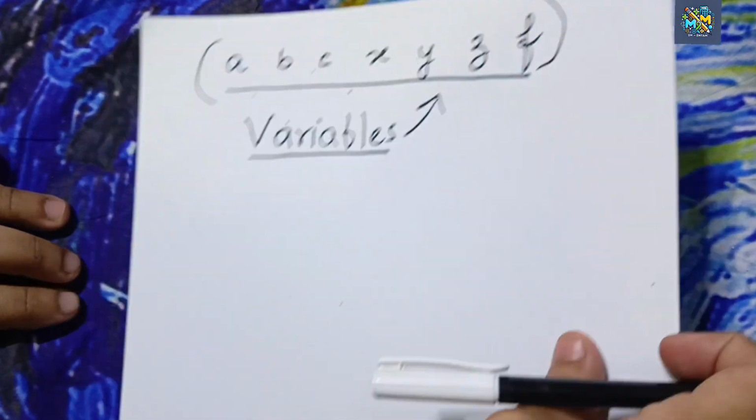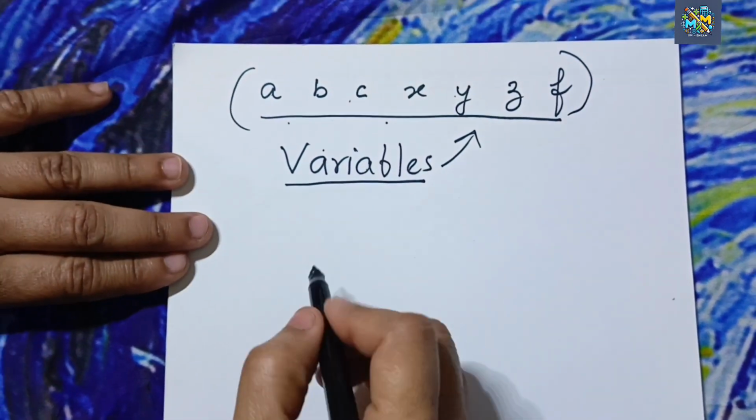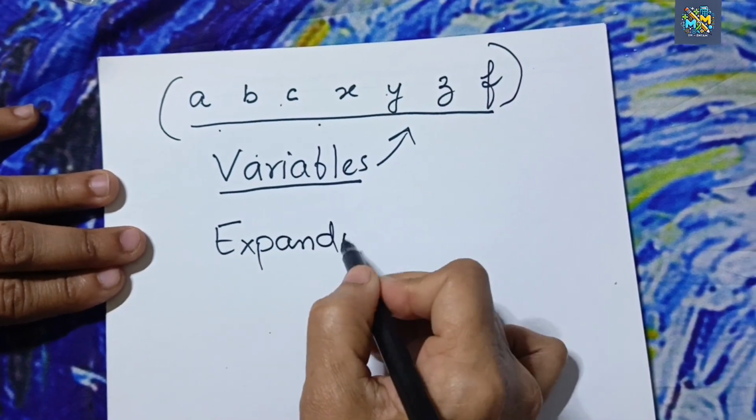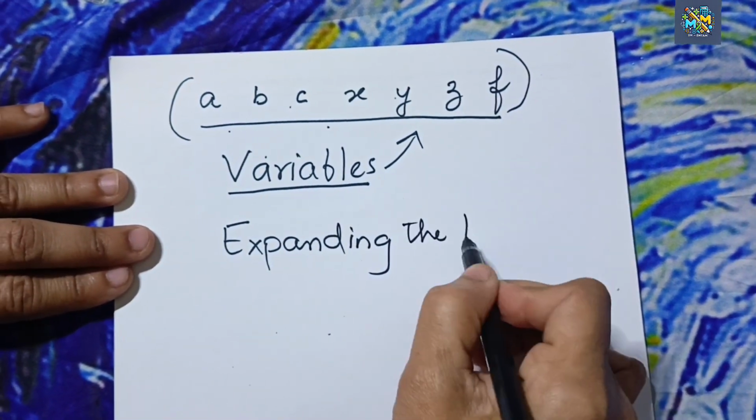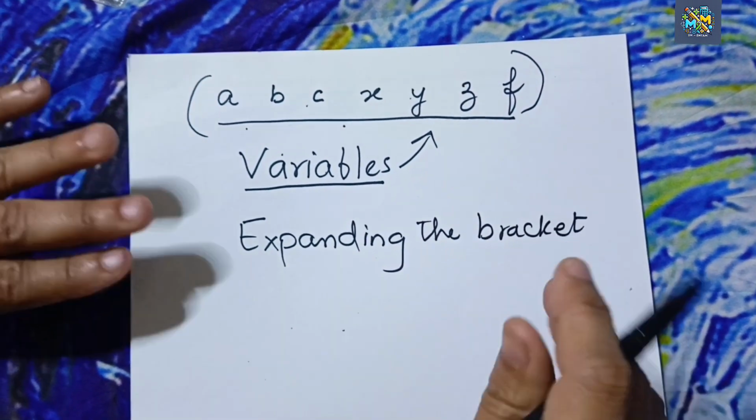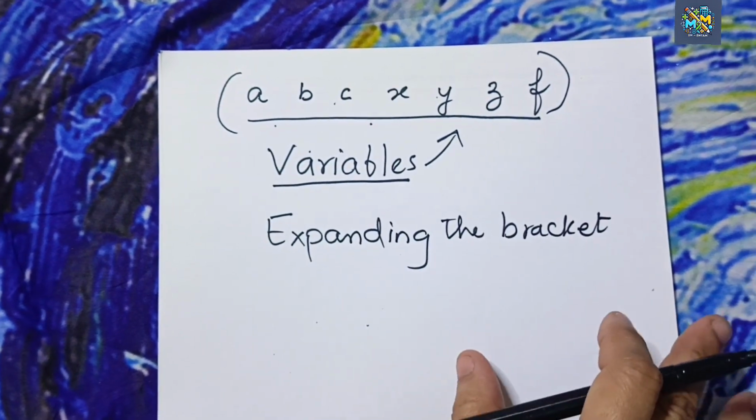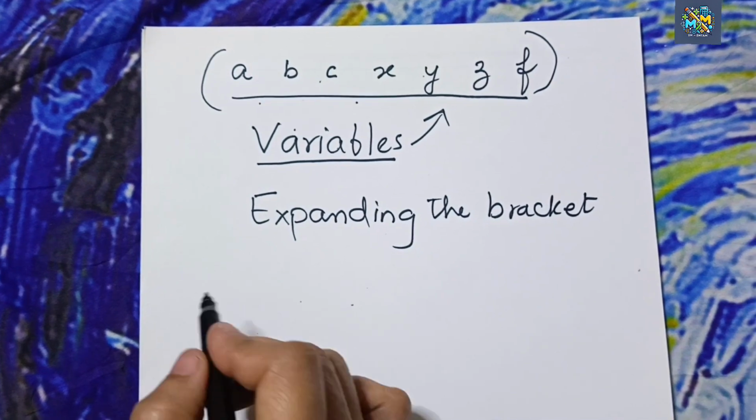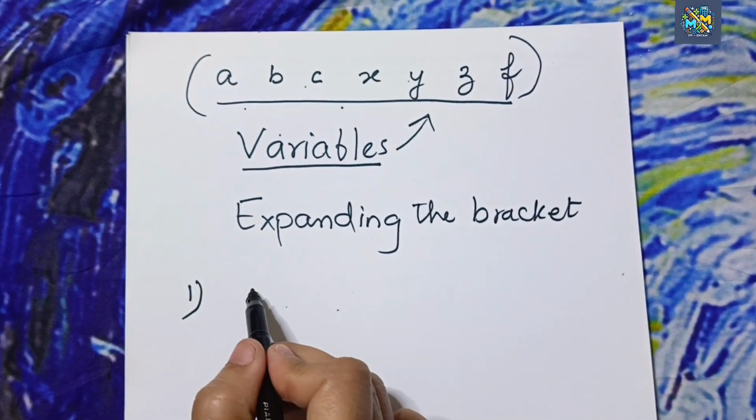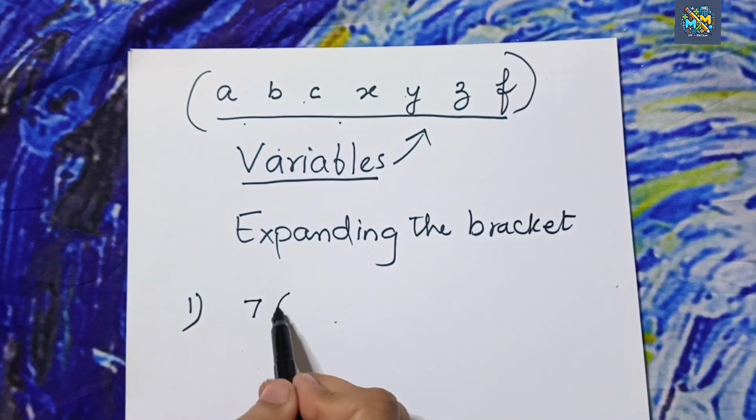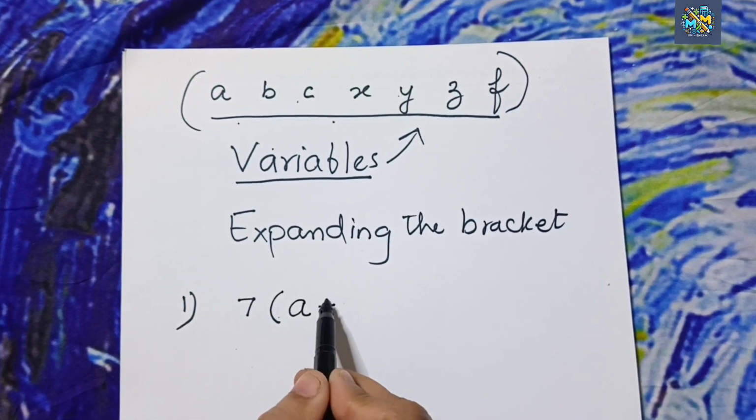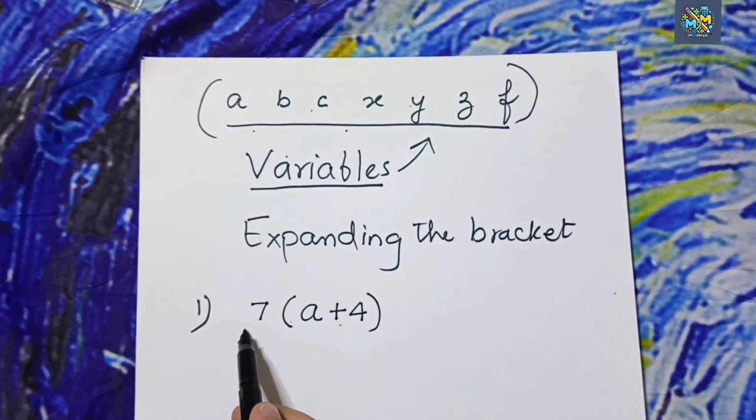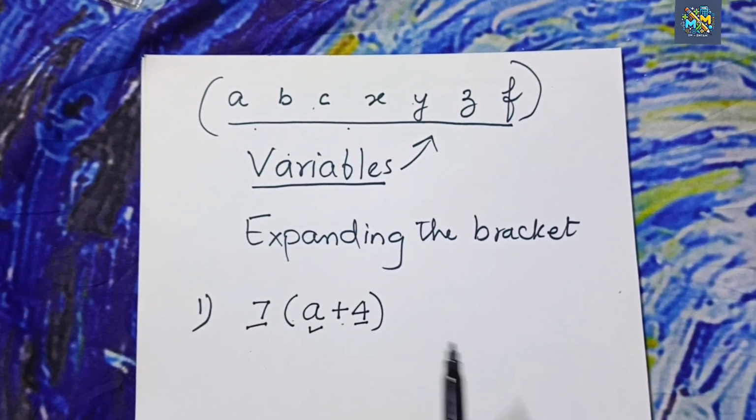So my today's lesson is somewhat relevant to this, and we are going to learn how to expand the bracket, expanding the bracket. So this is our topic. These are the topics which I guess all the students should be firm with. So now I'm going to write a sum, and then let's see how to solve it. So this is 7, a bracket, a plus 4, right? So now see, we can see numbers and we can see a variable.